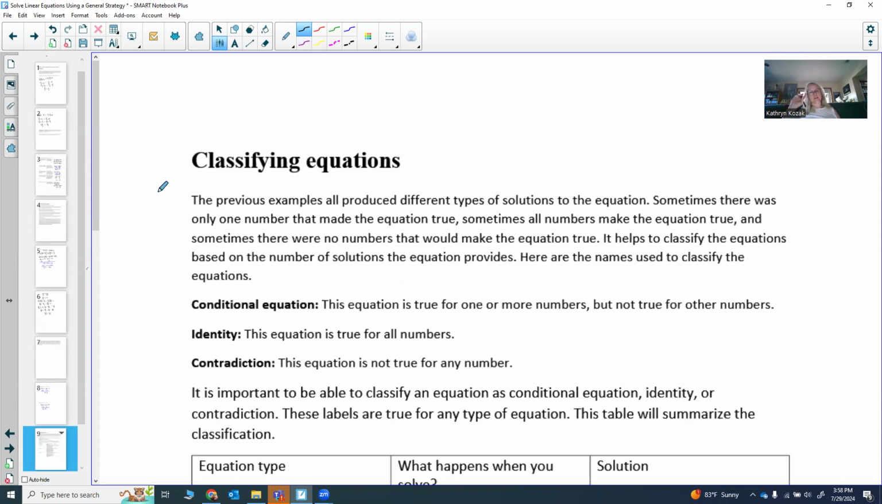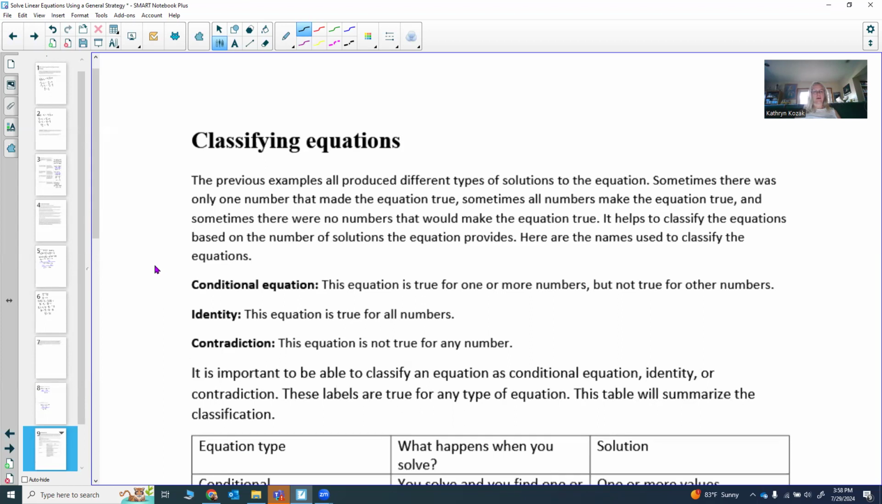Classifying equations. The previous examples all produced different types of solutions to the equation. Sometimes there was only one number that made the equation true, sometimes all numbers make the equation true, and sometimes there were no numbers that make the equation true. It helps to classify the equations based on the number of solutions the equations provide. Here are the names used to classify equations.